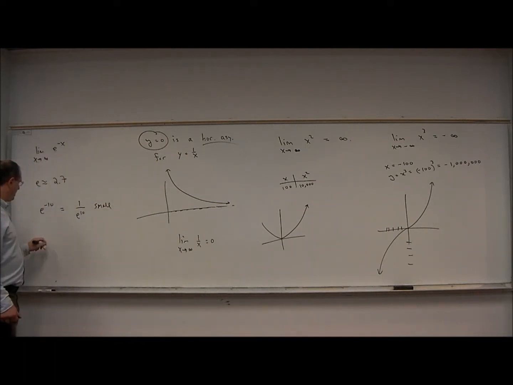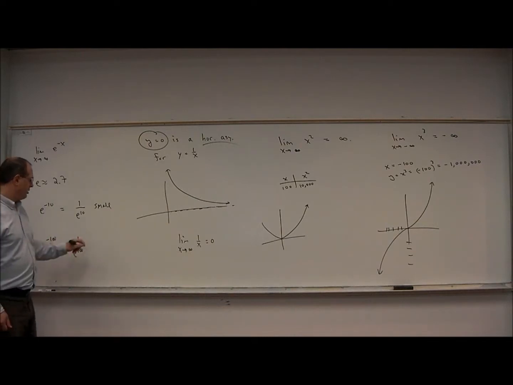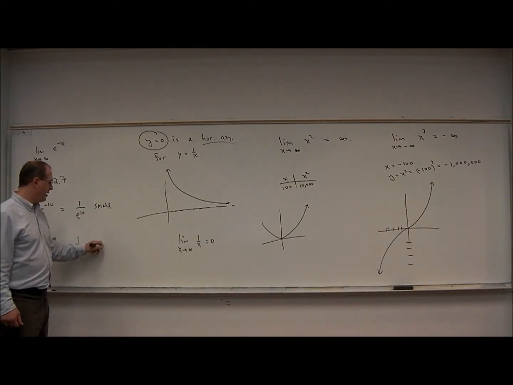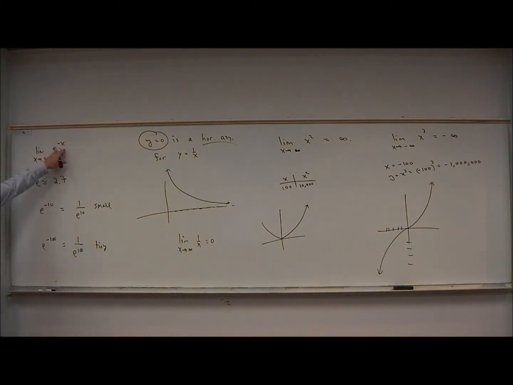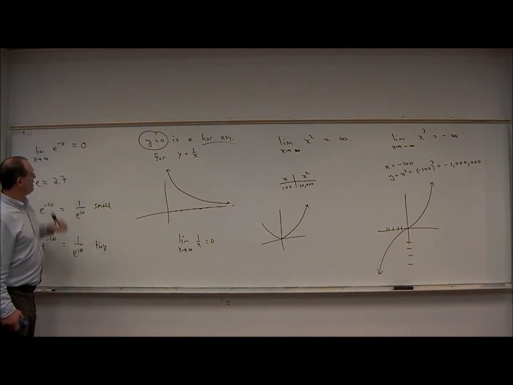So 1 over a number that's several thousand is a small number. And if we do e to the power minus 100, that would be 1 over e to the power 100. E to the 10 was several thousand. E to the 100 is an astronomically large number. So the reciprocal is a tiny number. It's much smaller than 1 over e to the 10. And so maybe you can guess then that as x gets bigger, e to the x will get bigger, and so its reciprocal will get smaller. So this limit will be 0.